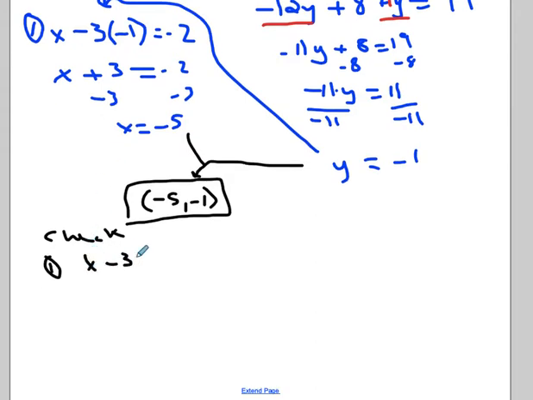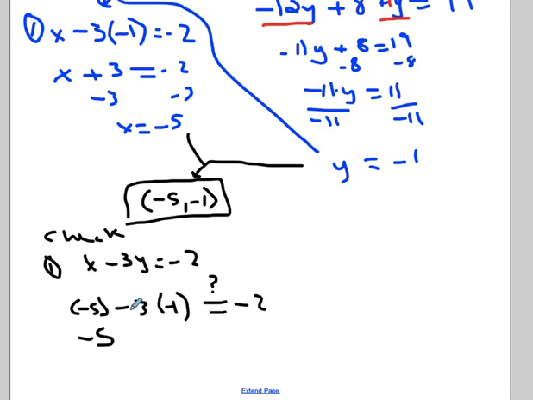X minus 3y equals negative 2. So instead of an x, I'm going to write negative 5. Instead of a y, I'm going to write negative 1. And then we're checking, do we get a true statement? Does that equal negative 2? Well, this is negative 5. Negative 3 times negative 1 is a positive 3. And negative 5 plus 3 is negative 2. Does negative 2 equal negative 2? Certainly it does. Cool beans.